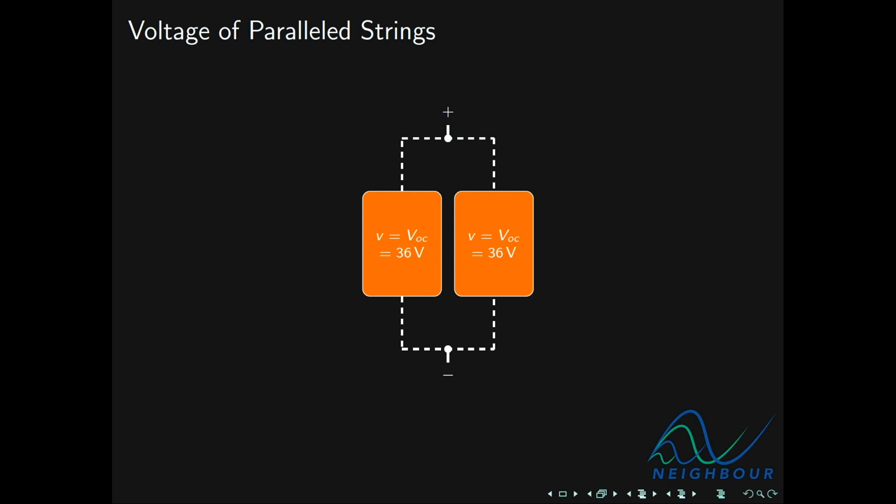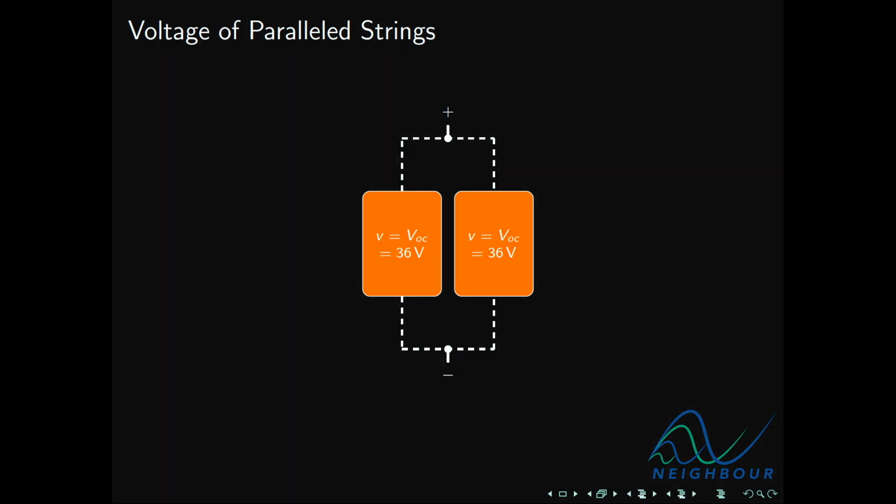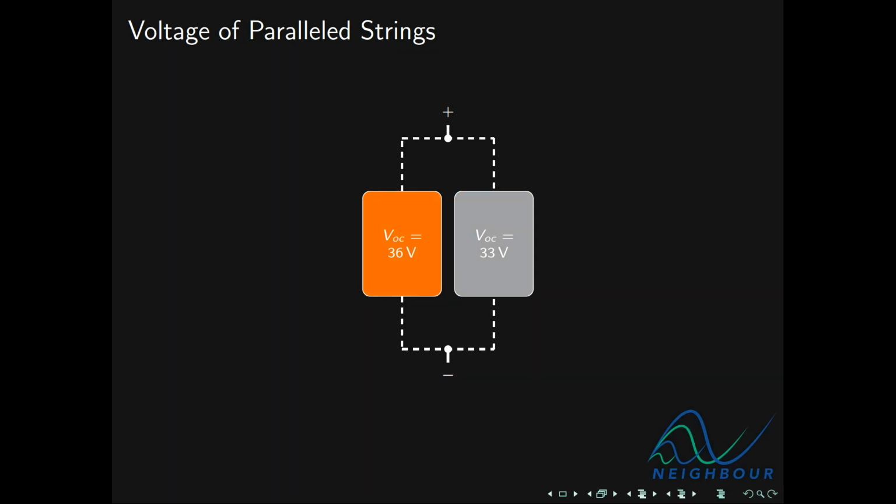Let's talk about what happens when we combine strings in parallel with different voltages. If we have two generators in parallel and they have the same open circuit voltage, even if we connect them together, nothing is going to happen. No current is going to flow between them because there's no voltage differential. But now let us suppose that we have generators in parallel, but one, because it's shaded, has a slightly lower voltage than the others in parallel. Well, what's going to happen?